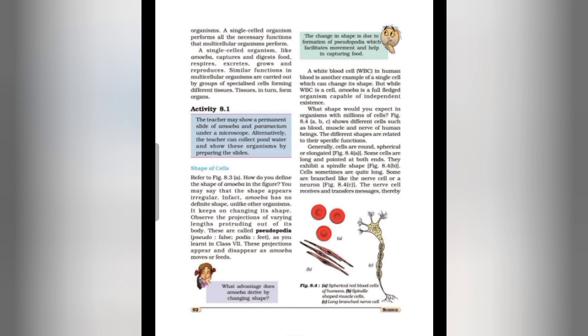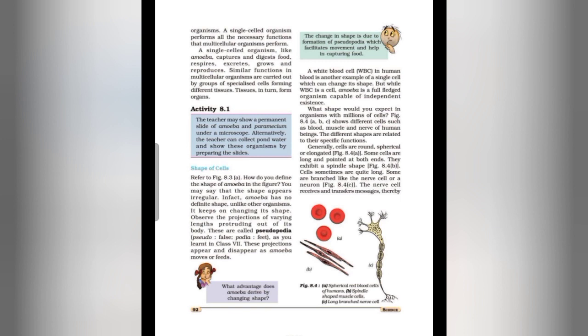Shape of cell. Refer to figure 8.3. How do you define the shape of amoeba in the figure? You may say that the shape appears irregular. In fact, amoeba has no definite shape. Unlike other organisms, it keeps on changing its shape. Observe the projections of varying length protruding out of its body. These are called pseudopodia. Pseudo means false and podia means feet. As you learned in class 7, these projections appear and disappear as amoeba moves or feeds.